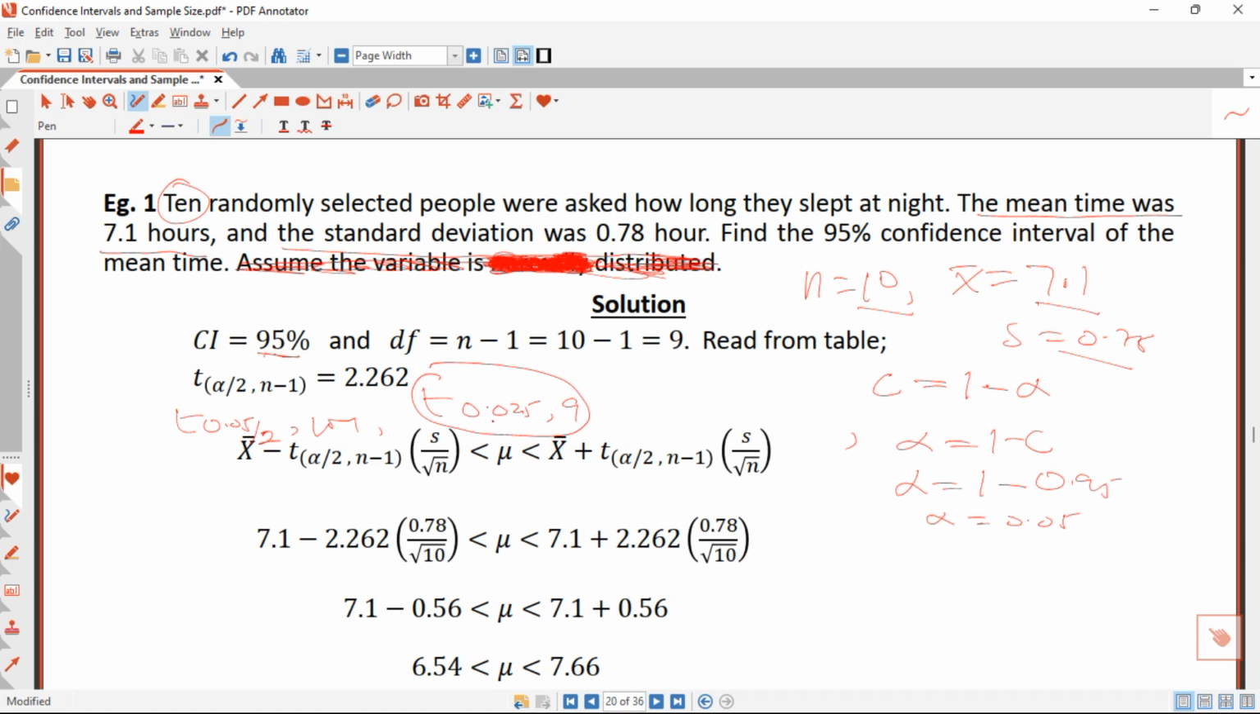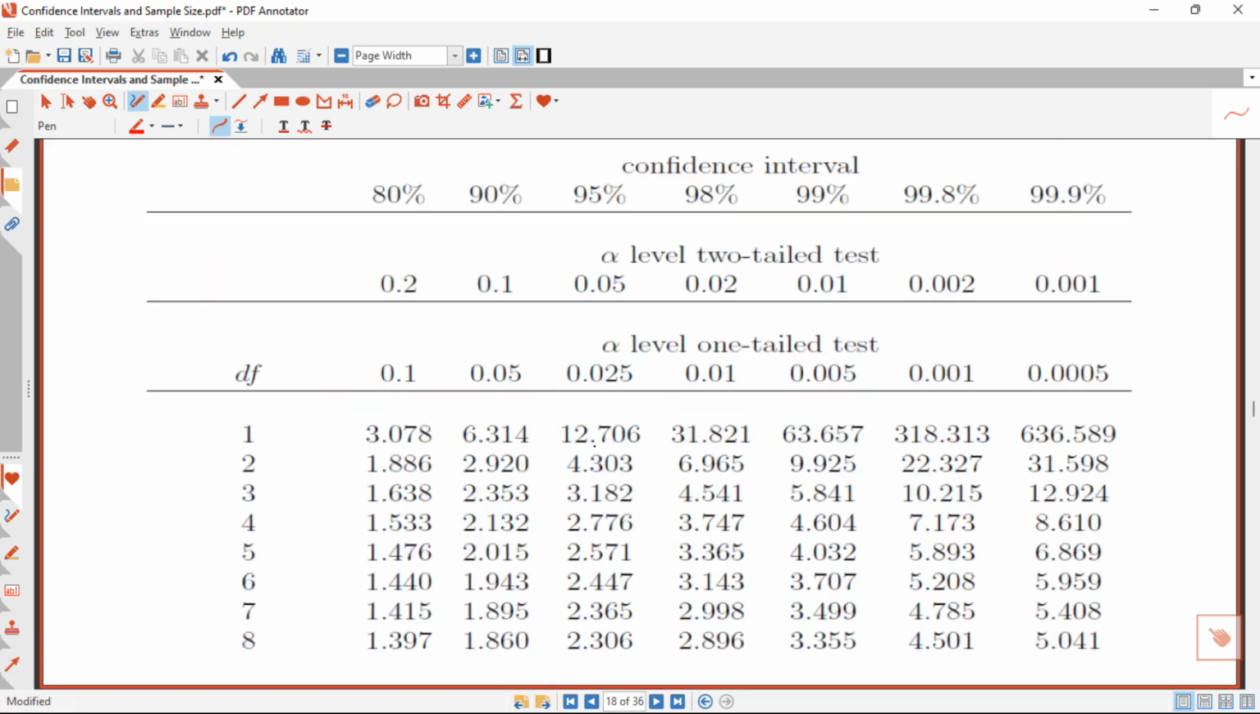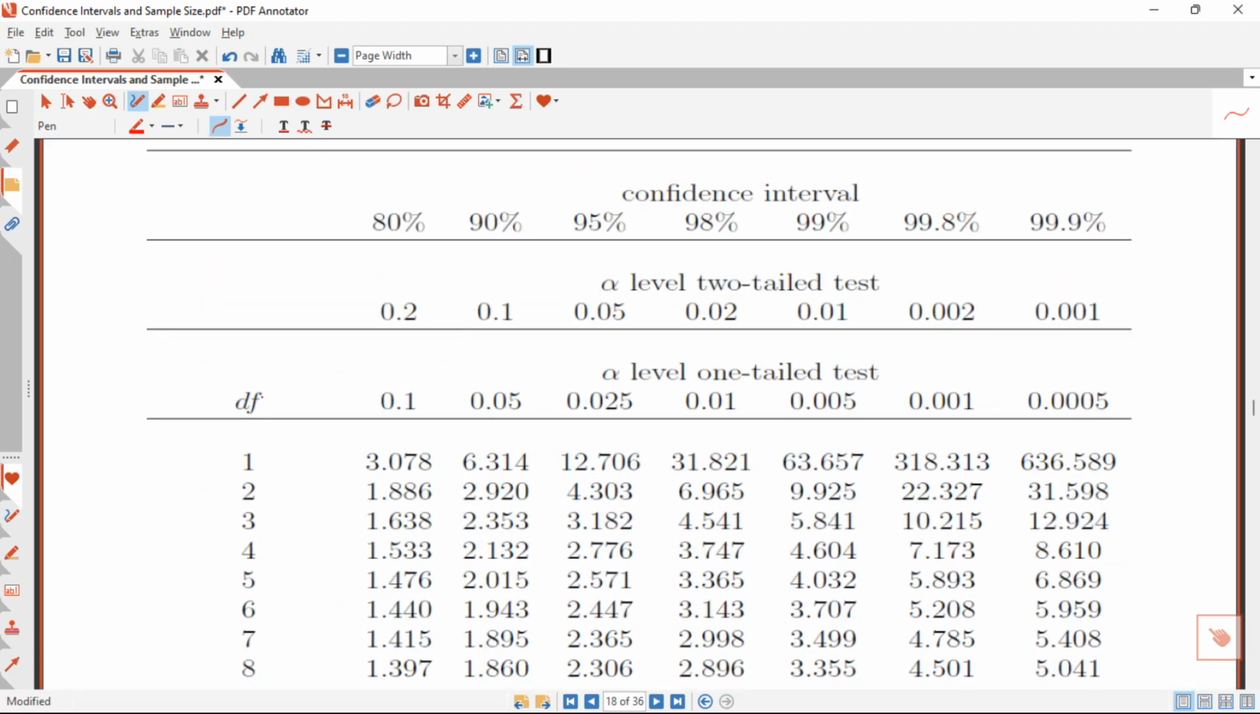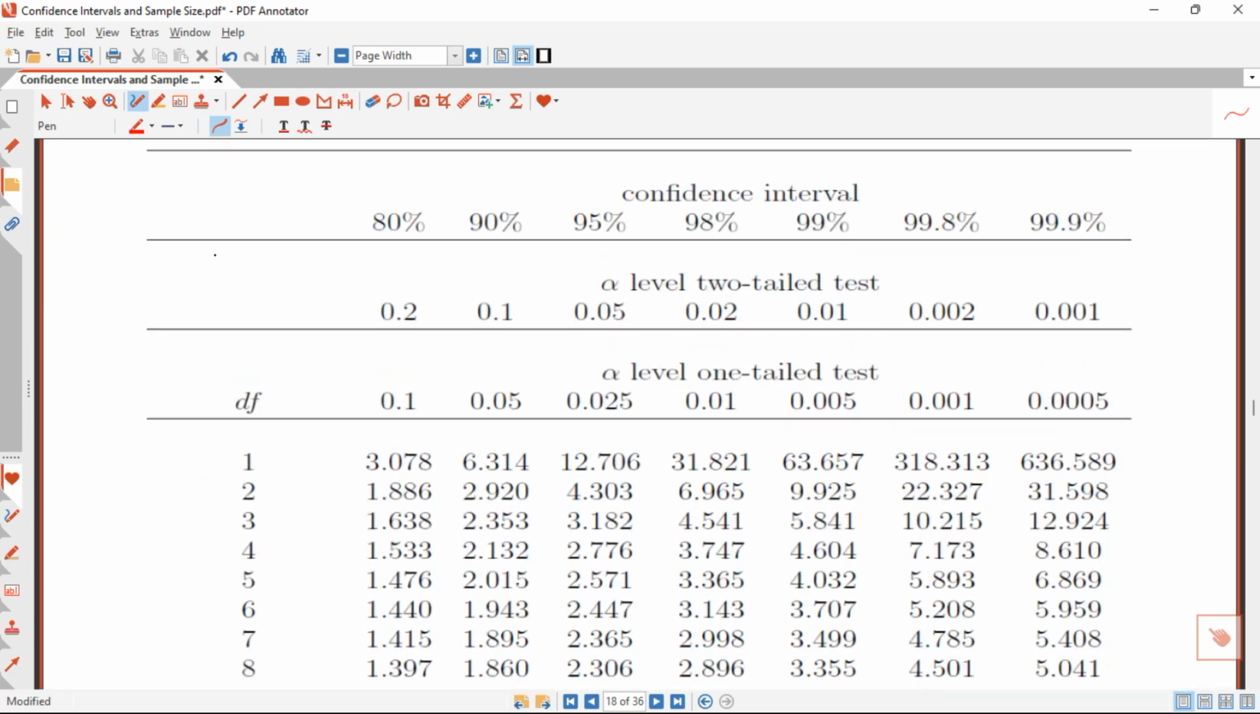So when you go straight to the table, let me teach you how you are going to read it from the table. When you come here, this is the degrees of freedom, that's the DF. So you are going to locate 9 on the table. So this is 9, right? That's our degrees of freedom. And then when you come to this section, you are just going to look for 0.025. There is no 0.025 here, but there is 0.025 here. So you locate this 0.025.